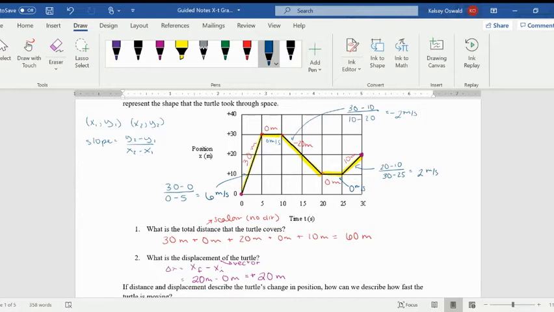If we find our slope from 0 to 5 seconds, we should find that our slope is 6 meters per second. From 5 to 10, and from 20 to 25, we have that horizontal line. So that tells us our slope is 0 meters per second. This makes sense because we said our turtle stopped at those time frames. If our turtle is stopped, it's traveling at a rate of 0 meters per second. When we look at 10 to 20, we can see our turtle is traveling backwards, so our slope is going to be negative. From 10 to 20 seconds, we have a slope of negative 2 meters per second. And then from 25 to 30, we're moving forward, and our slope is positive 2 meters per second.